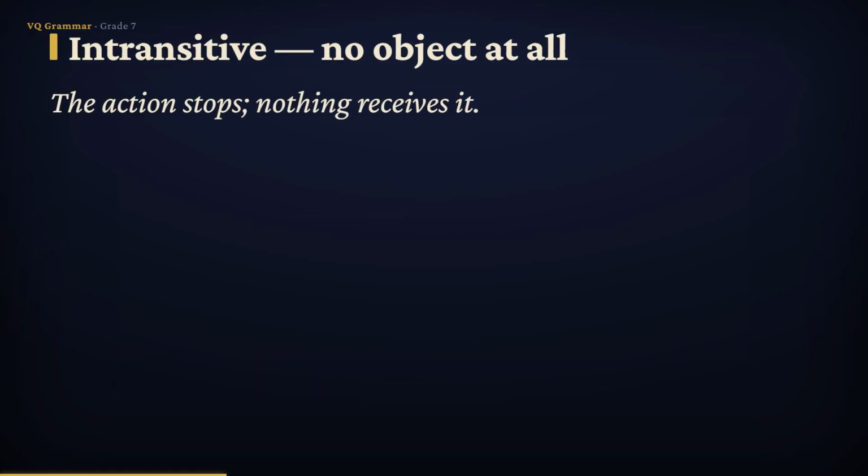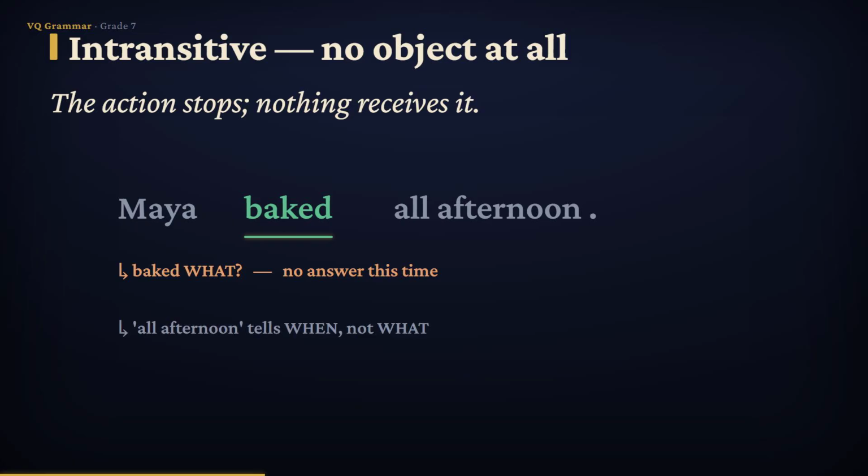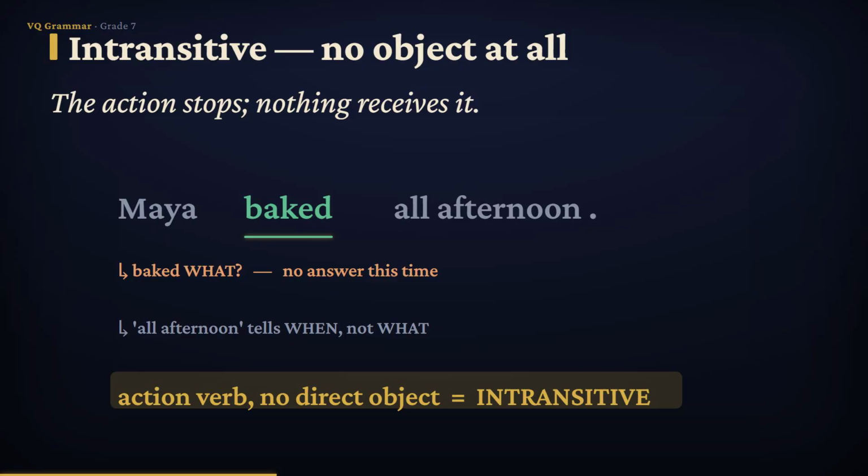Now the other kind, intransitive verbs. An intransitive verb is an action verb with no direct object at all. Here's the very same verb, baked, in a new sentence. Maya baked all afternoon. Ask the question again. Baked what? This time, there's no answer. The words all afternoon tell you when she baked, not what she baked. Since nothing receives the action, baked is intransitive here.